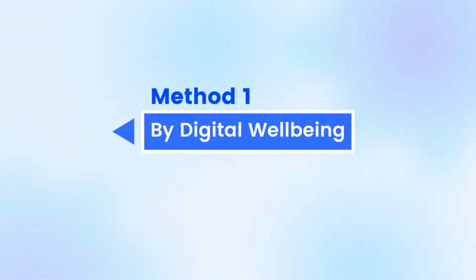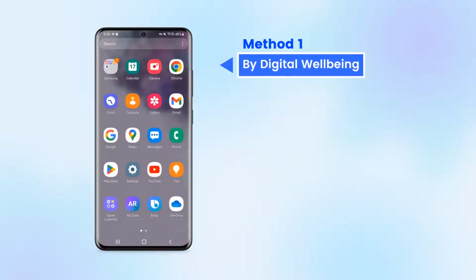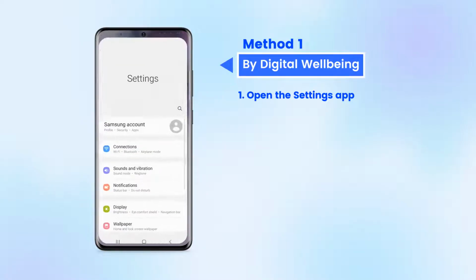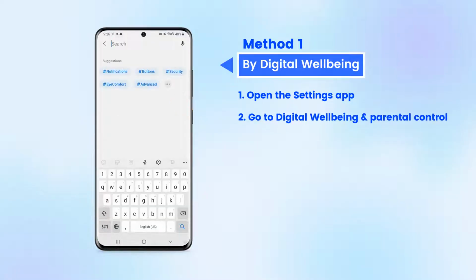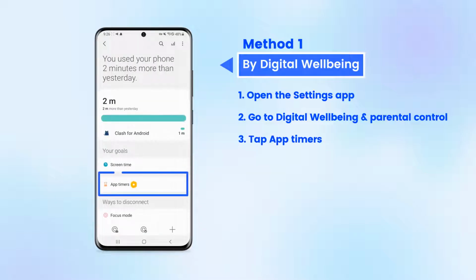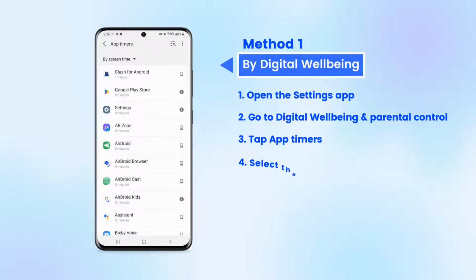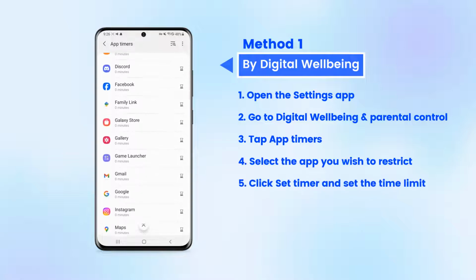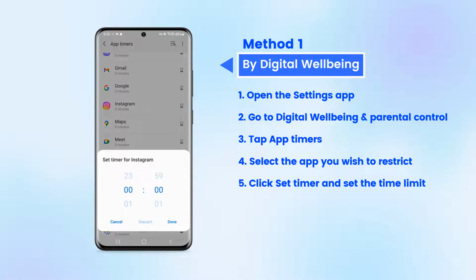Method 1. By Digital Wellbeing. To use this feature, simply open the Settings app of your Android device. Navigate to Digital Wellbeing and Parental Control and open it. In the App Timers item, select the app you want to block and hit Set Timer. Set the time limit and click Done.